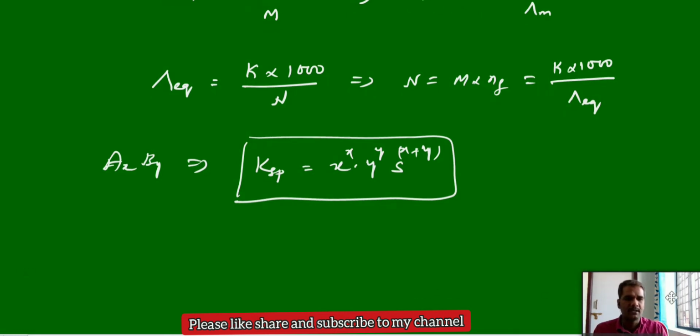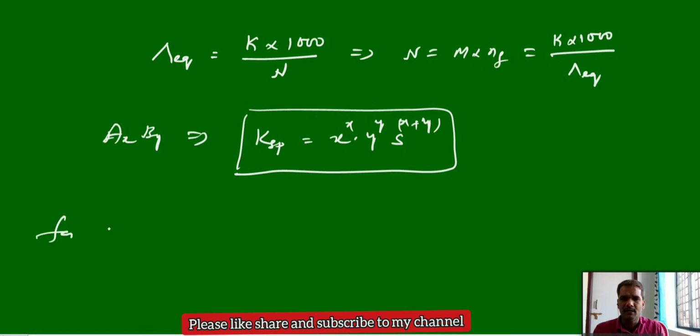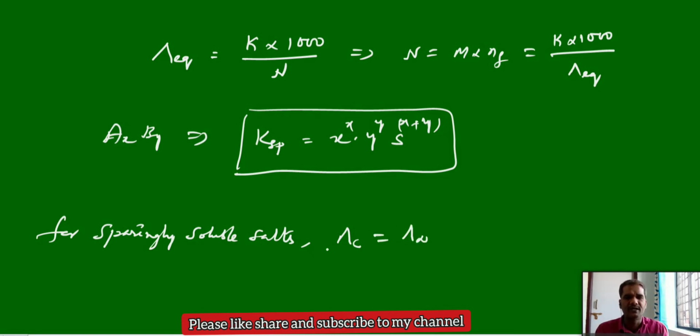And one point you should remember here, in case of sparingly soluble salts, the molar or equivalent conductance at concentration C is equal to the molar or equivalent conductance at infinite dilution. And this is very important. If they give some concentration or infinite dilution, any one we can take for this calculation. For the calculation of solubility, in place of lambda equivalent, you can use at concentration C or at infinite dilution. No problem. Both are same only for sparingly soluble salts.